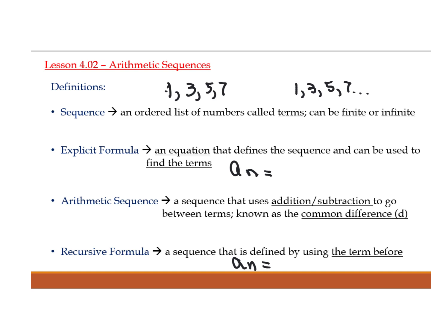An arithmetic sequence is a sequence that uses addition or subtraction to go between terms, known as the common difference. To find the common difference, we always use the following method: take the second term and subtract the first term. That gives us our common difference, which is d.